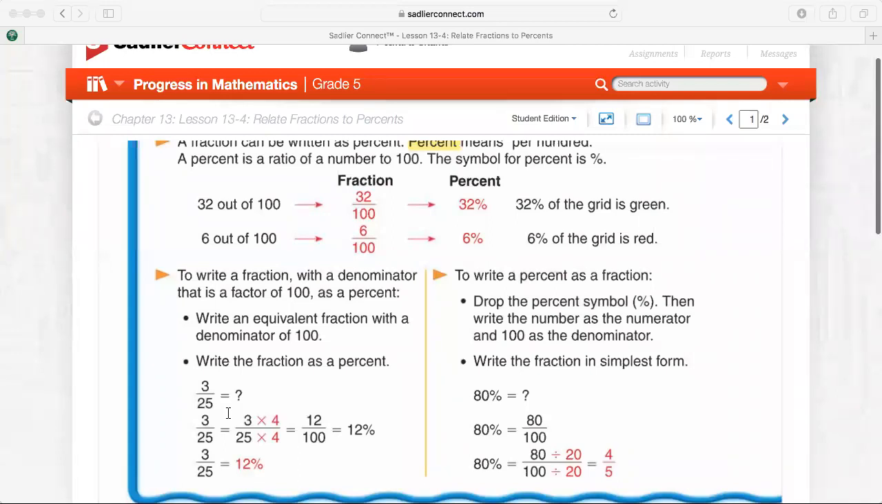So I will keep guessing. 25 times 2, it will be 50. 25 times 3, it will be 75. 25 times 4, yes, it's 100. And it is the same way of guessing when I divide 100 by 25.